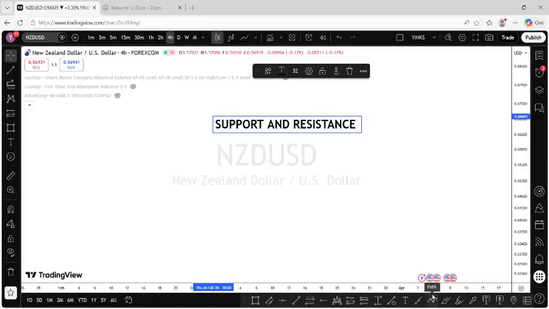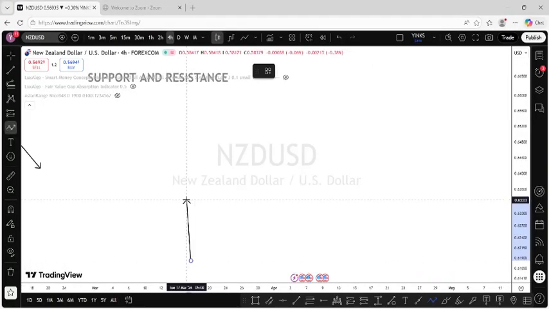Now, they have a key role to play in the forex market. They help you identify a good level to come in. If you're looking for a buy opportunity, you're looking to buy from support. If you're looking for a sell opportunity, you're looking to sell from resistance. All you have to do is allow price to create a resistance or a support level, and then wait for price to come and retest that level before you get in.